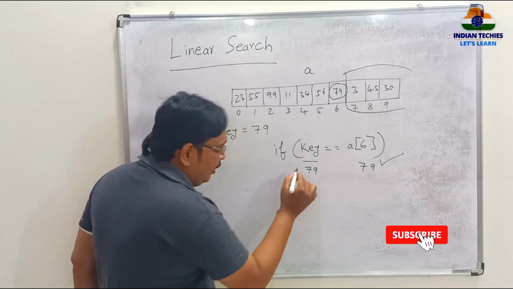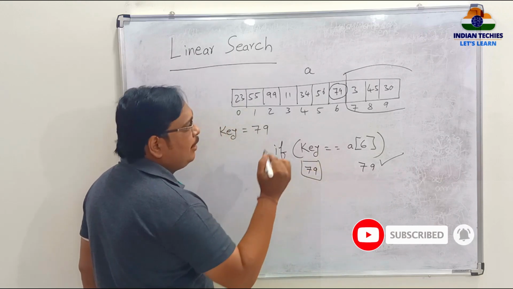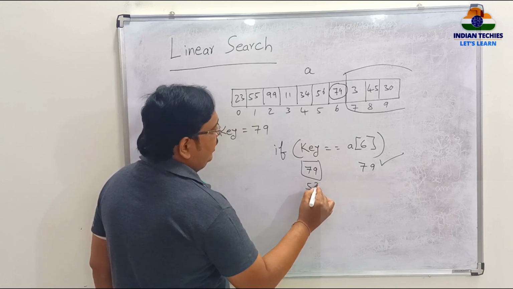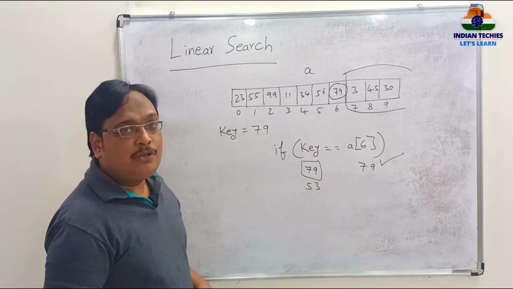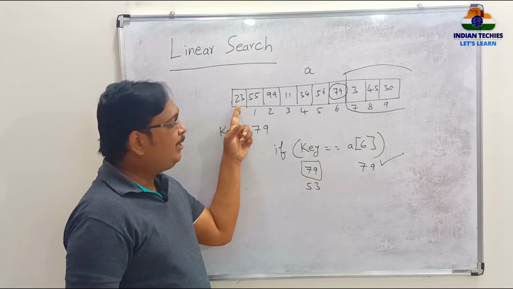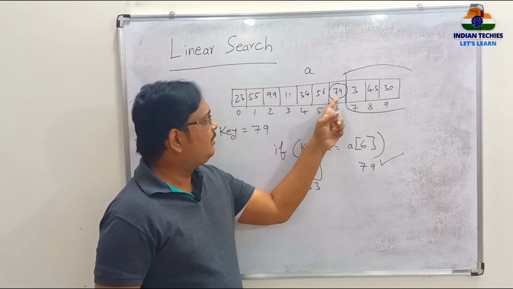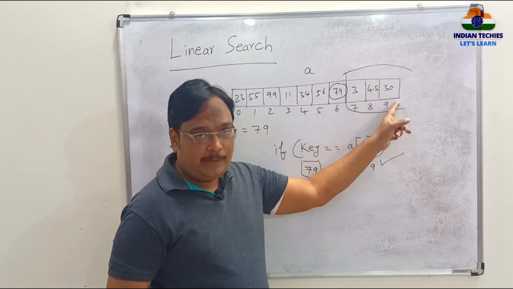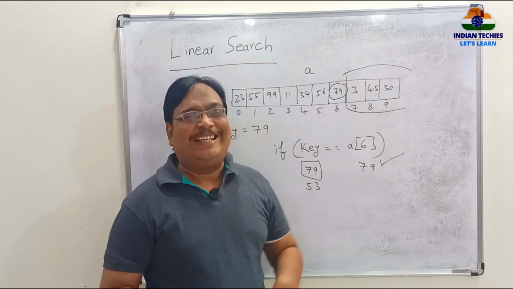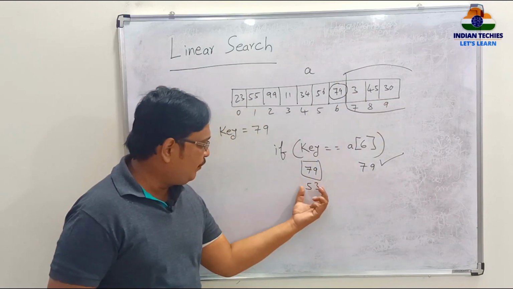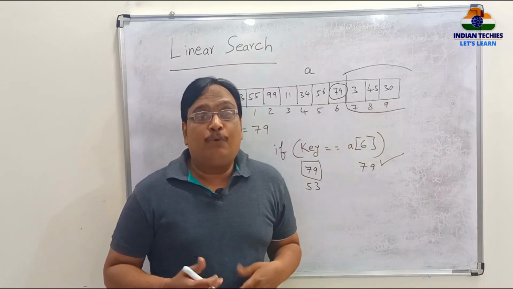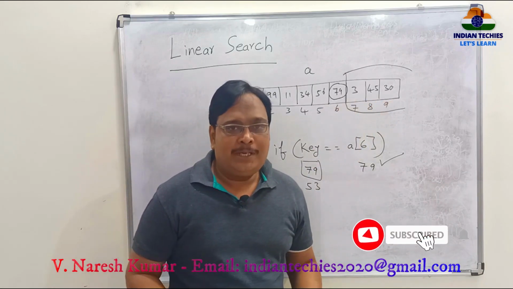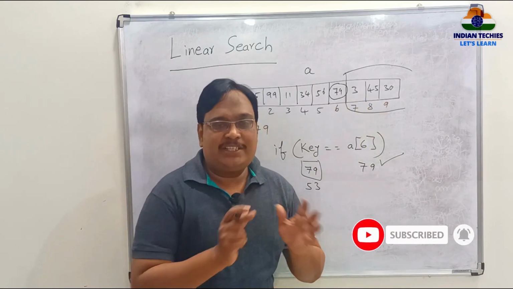Suppose, instead of searching for 79, you are searching for a value like 53, which is not available in the list. So how do you start comparison? You will start with the first element, second, third, fourth, fifth, sixth, seventh, eighth, ninth and 10th element, the last element. After reaching the last element, if you did not get the value that you are searching for, that is 53, it is not available in the list. How will you know? By reaching the end of the list. So once you reach the end of the list, you will stop linear searching. That is, your searching stops.